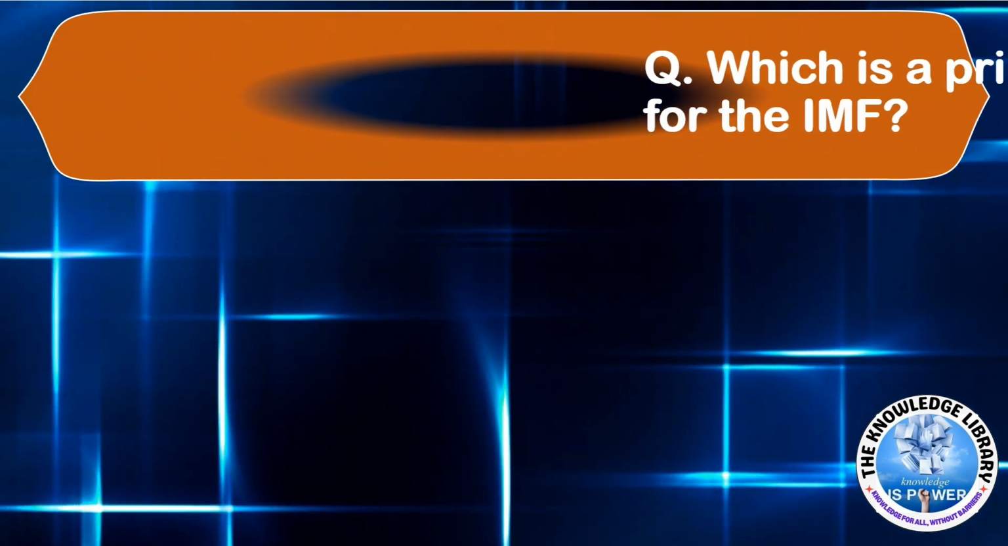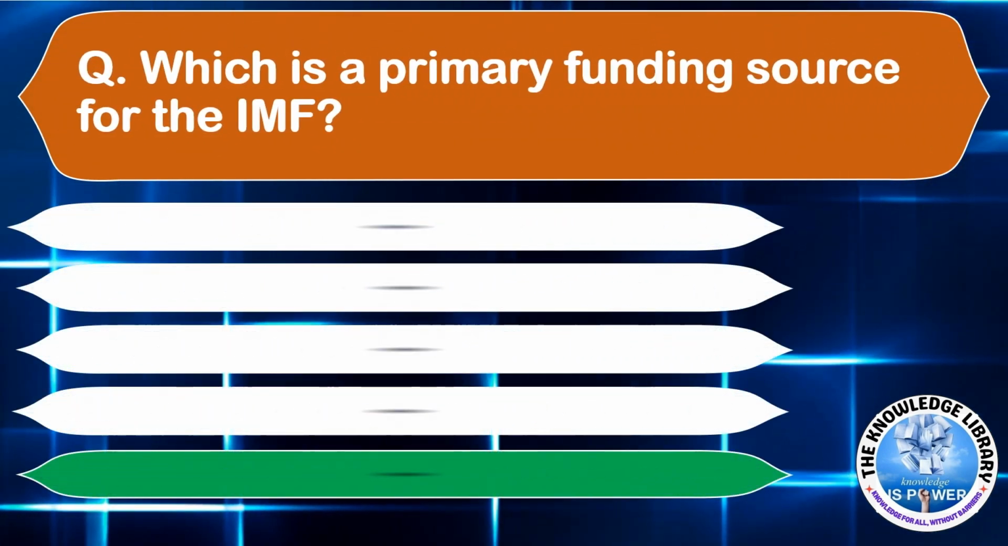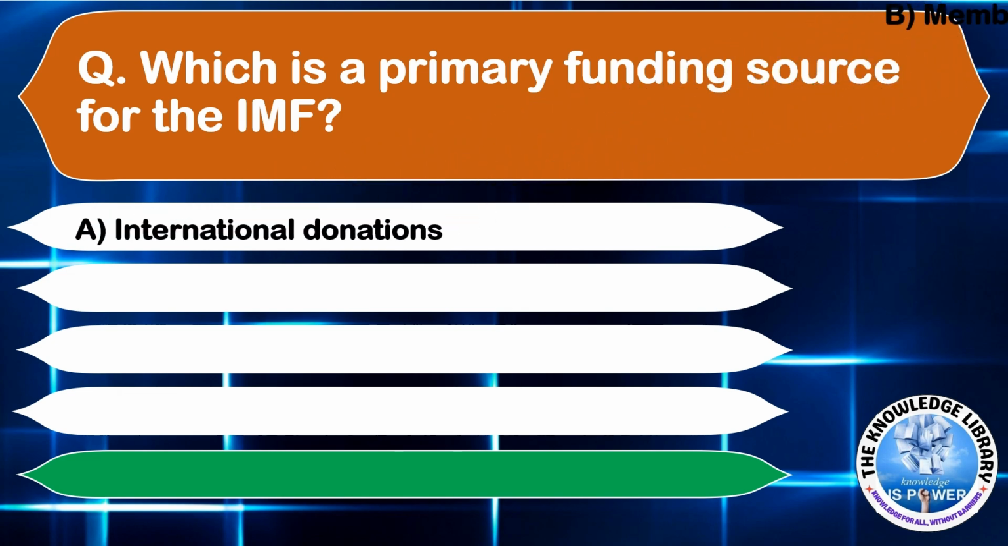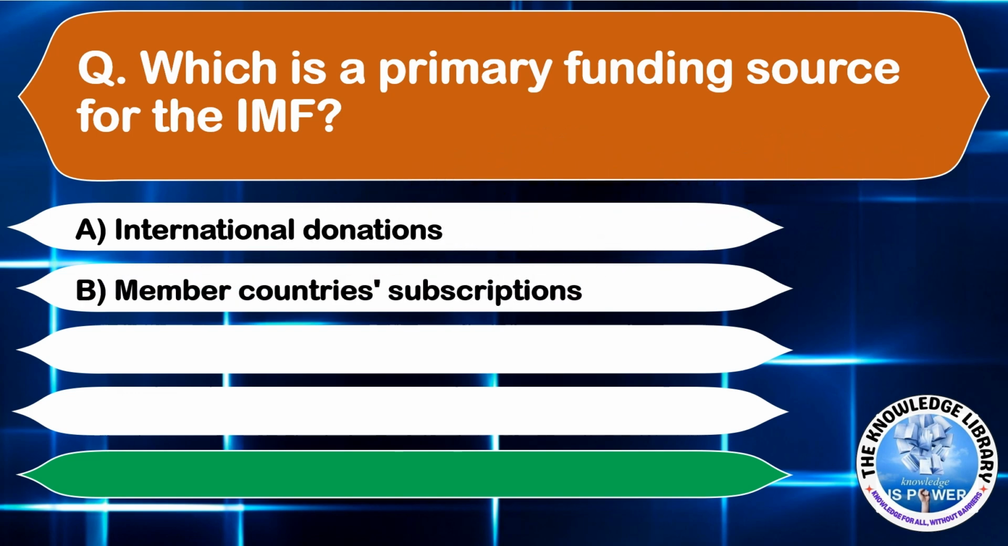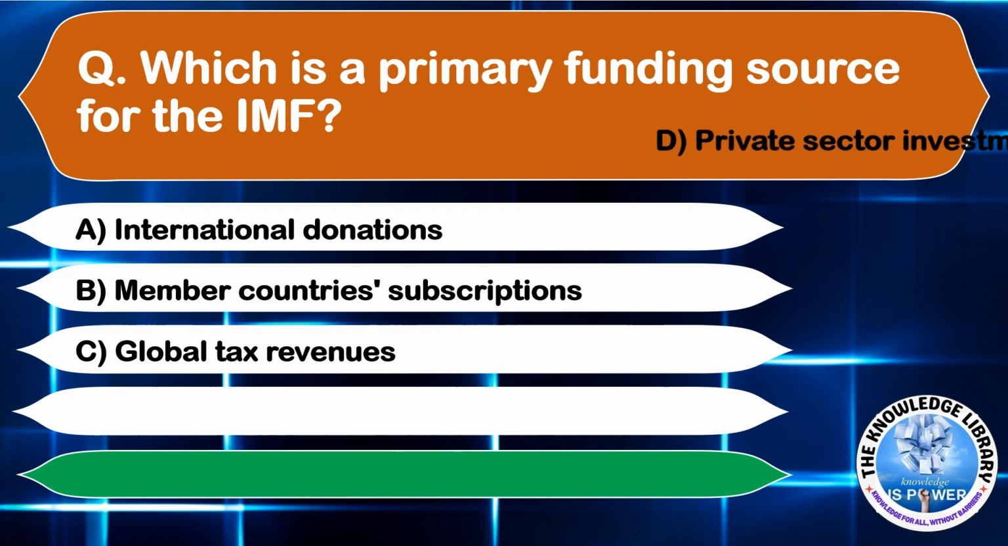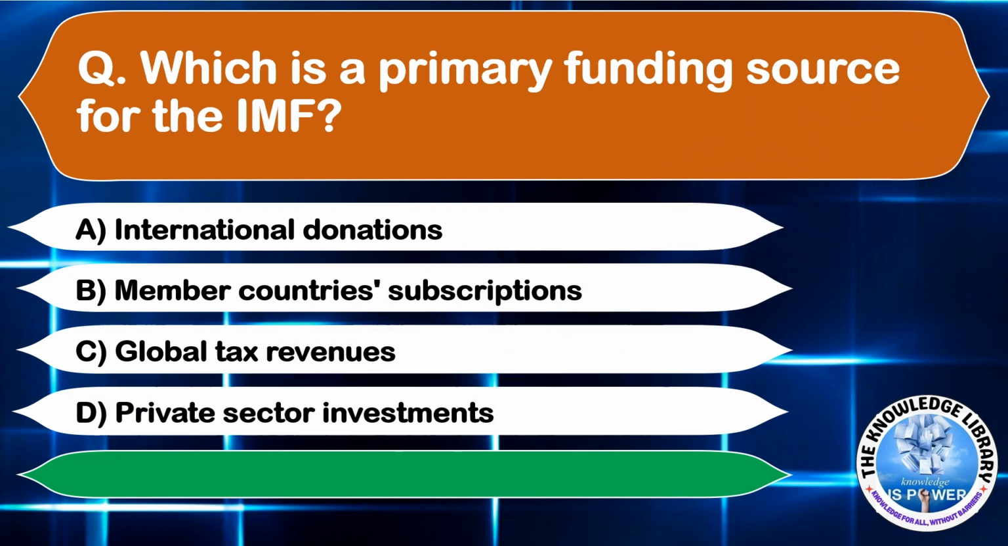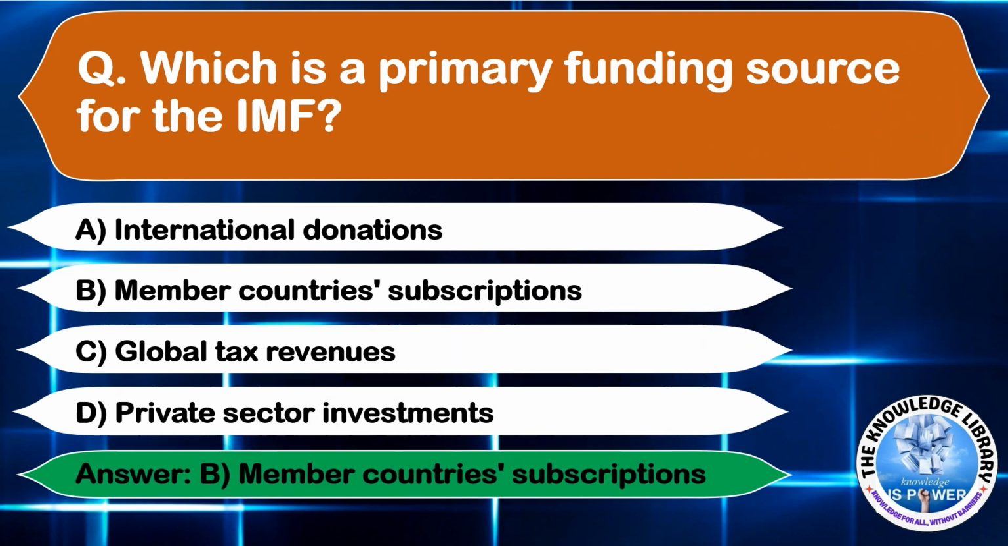The next question is, which is the primary funding source for the IMF? Option A, international donations. Option B, member country subscriptions. Option C, global tax revenues. Option D, private sector investment. Answer is option B, member country subscriptions.